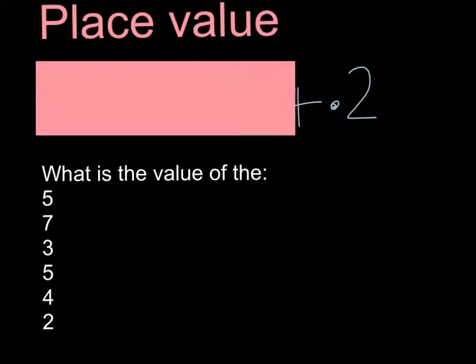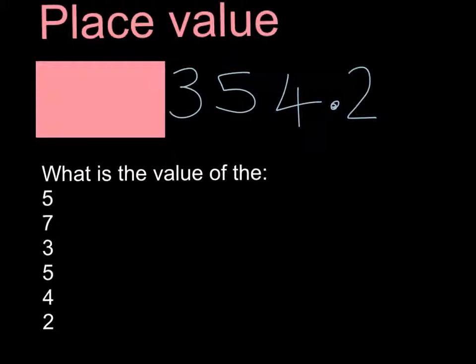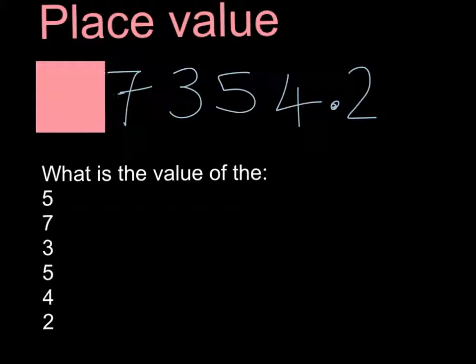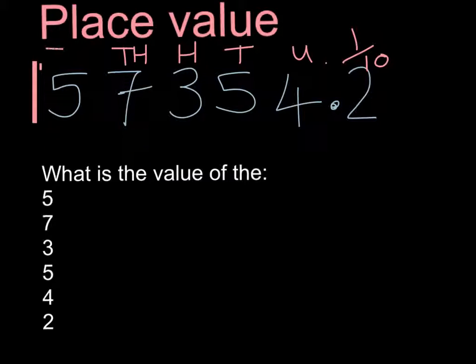So obviously we've got 0.2, 4.2, 54.2, 354.2, 7,354.2, and then 57,354.2. So that should help us with answering some of the questions. And again, you could also put the labels. So we know this is our tenths column, our units, tens, hundreds, thousands, and the tens of thousands.